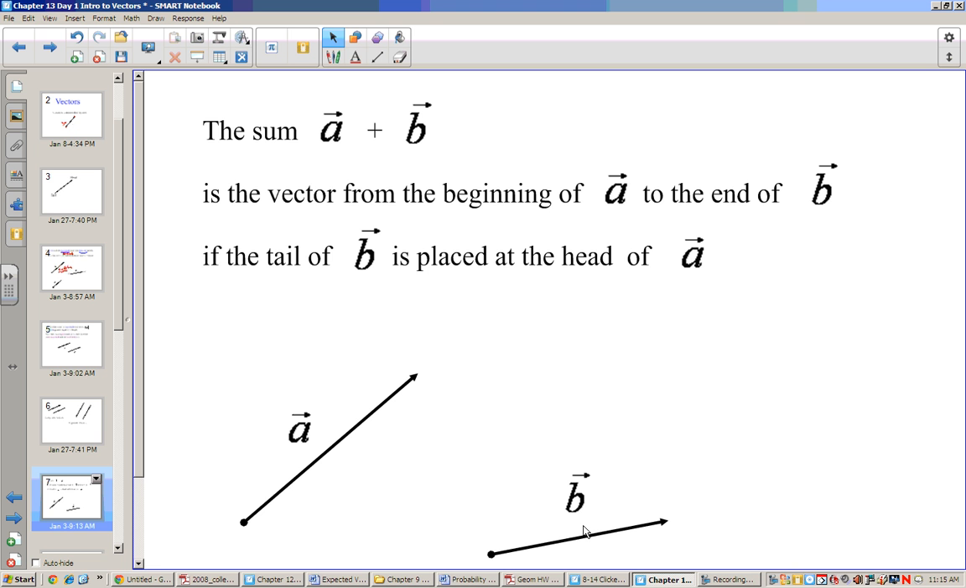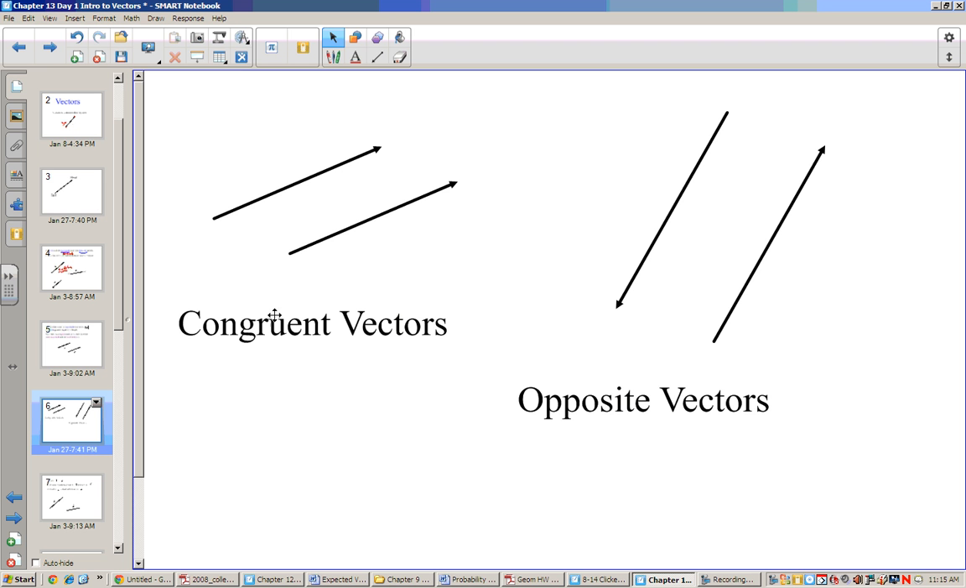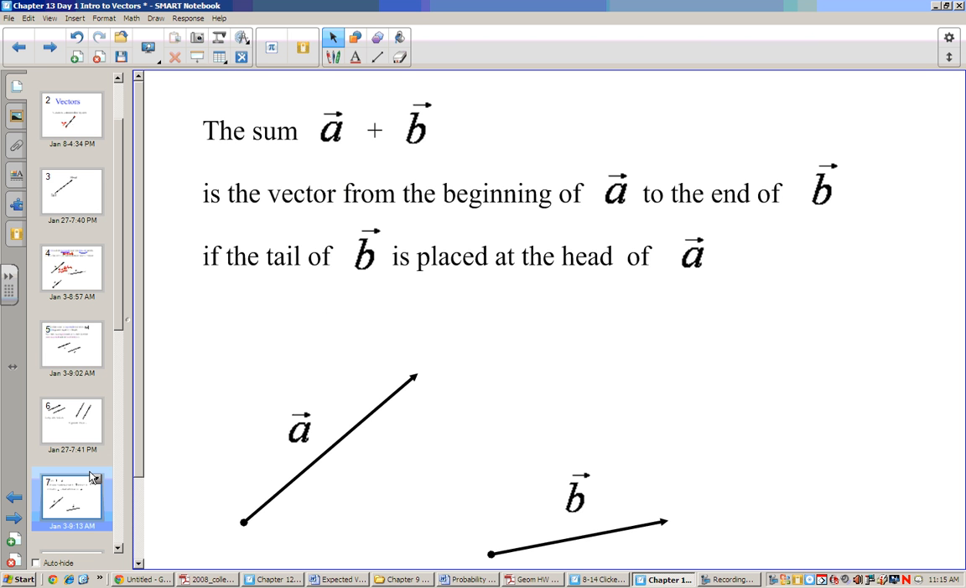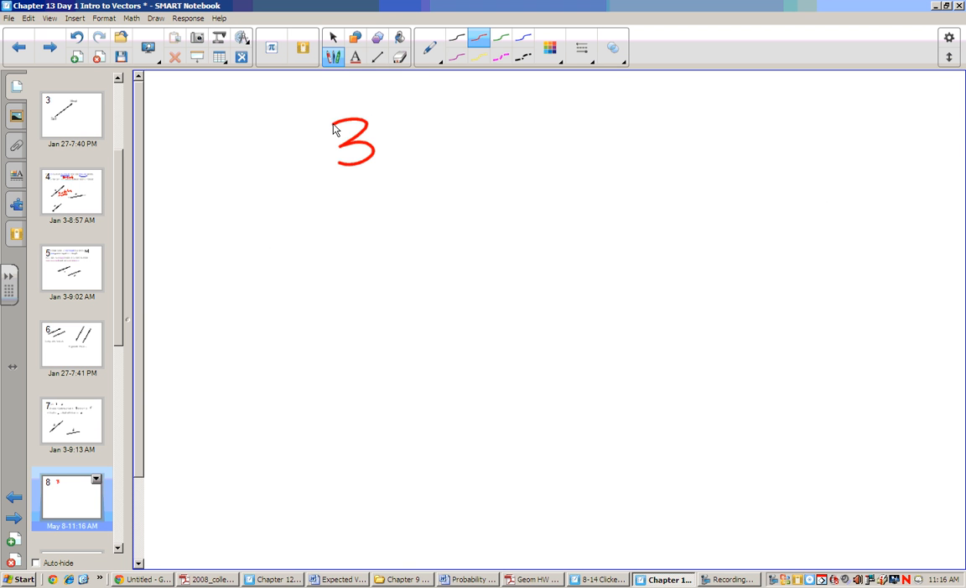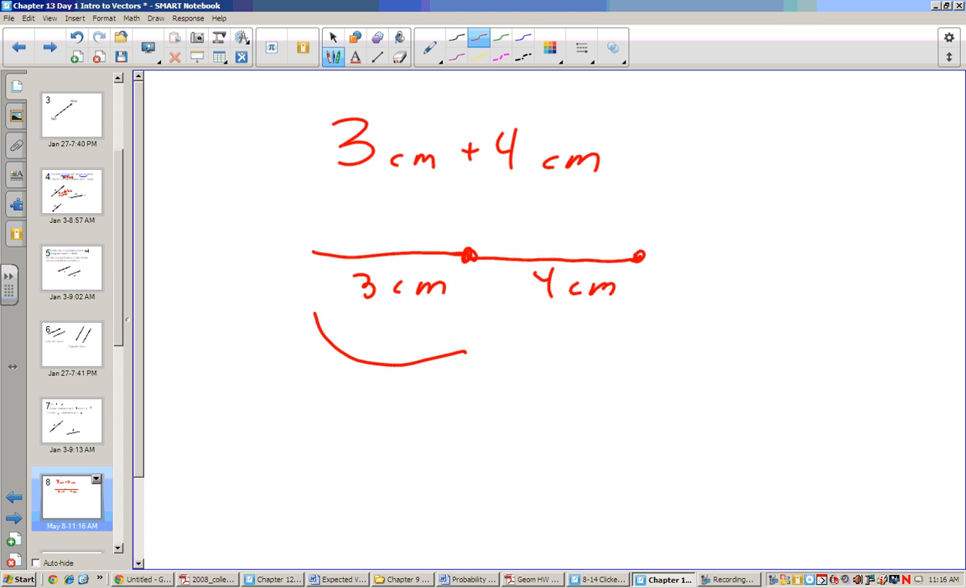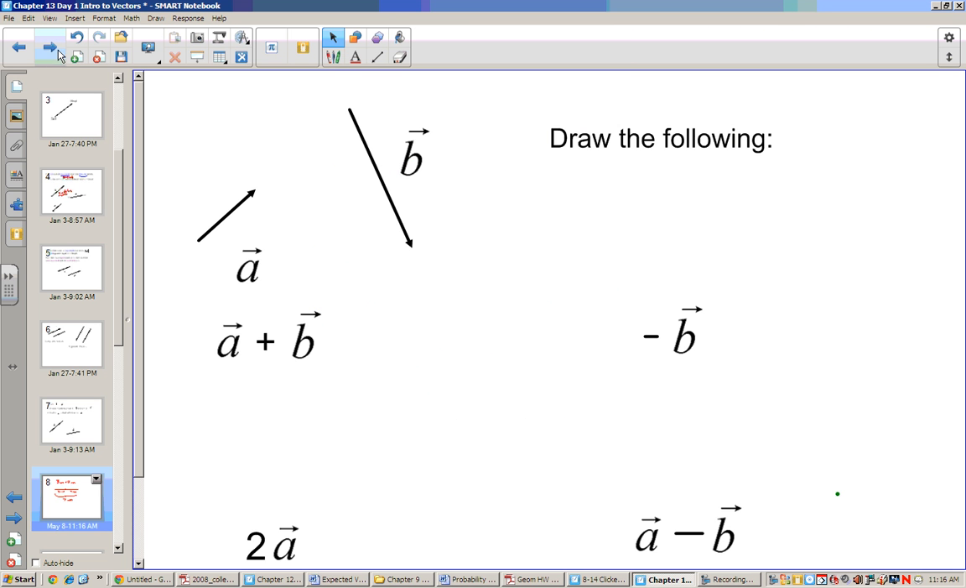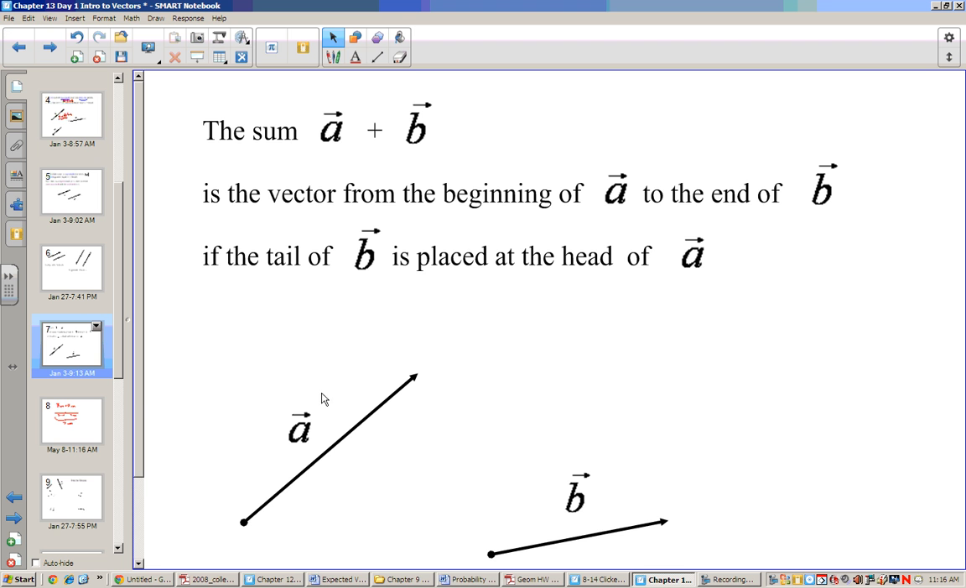All right, so the difference between a scalar and a vector is that a scalar just has a unit and a vector has a unit and direction. Now, when we get to adding vectors, it's different than scalar addition. In scalar addition, if I have 3 centimeters plus 4 centimeters, that's 3 centimeters long. If I add 4 centimeters to it, I just put it at the end, and that is a total of 7 centimeters. Vector addition isn't quite that simple, but it has the same concept.